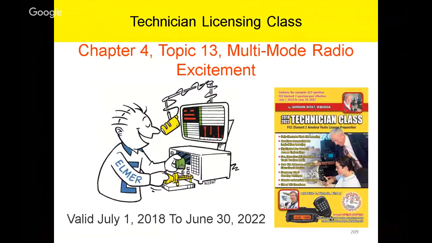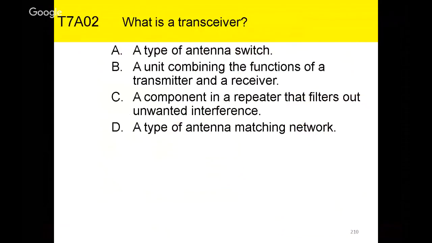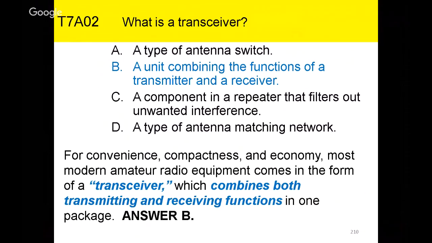Let's move along. So what is a transceiver? Anybody that's familiar with even CB, or those little tiny FRS radios, pretty much should know what a transceiver is. It's very straightforward. It's not an antenna switch, and it's not a component in a repeater that filters out unwanted interference. It's not a type of antenna matching network. What it actually is, is a combination of transmitter and receiver. It combines the functions of both of those.